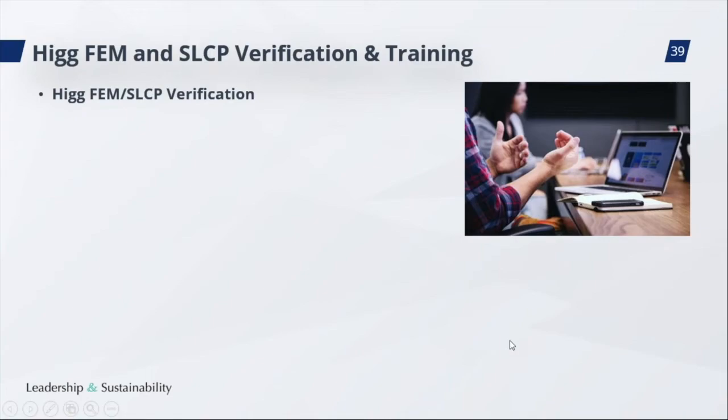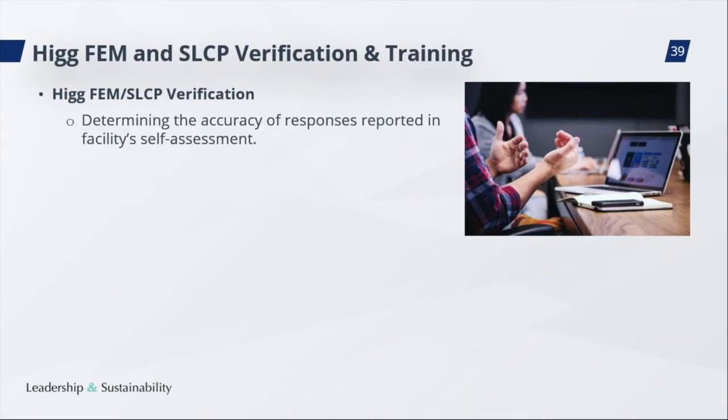Okay, and so I would like also to give you an overview now about the Higg FEM and the SLCP verification. So we are now not only an approved verifying and training body for Higg FEM, but we are also an approved verifying and training body for SLCP, which within the SAC community is called FSLM. So we can offer the verification and training to you. And the verification is really about determining the accuracy of responses reported in the facility self-assessment. So it is an assurance of the self-assessment that you have done.